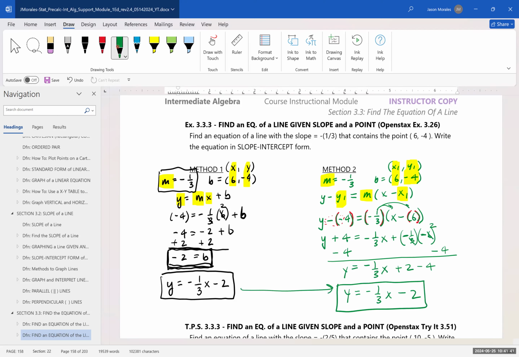We got the exact same answer between these two methods, so both are equally valid. I personally like this one better. This is my preference, because it's one less formula to remember. But again, they give you the same answer, so whatever you feel most comfortable with.